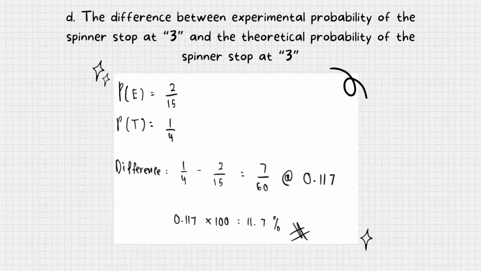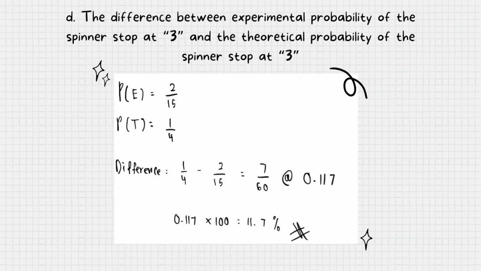The difference between the experimental probability of the spinner stopping at 3 and the theoretical probability of the spinner stopping at 3. For the experimental probability of number 3 we get 2 over 15, and for the theoretical probability we get 1 over 4. To get the difference between experimental probability and theoretical probability, we subtract them: 1 over 4 minus 2 over 15. So we get 7 over 60.